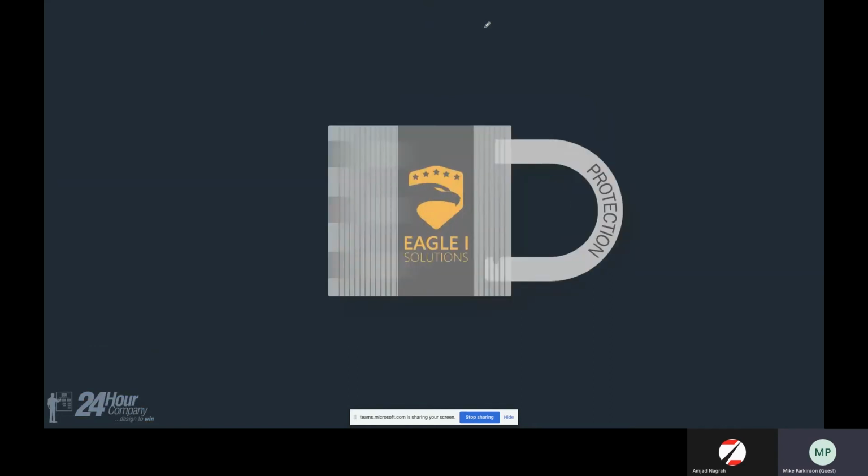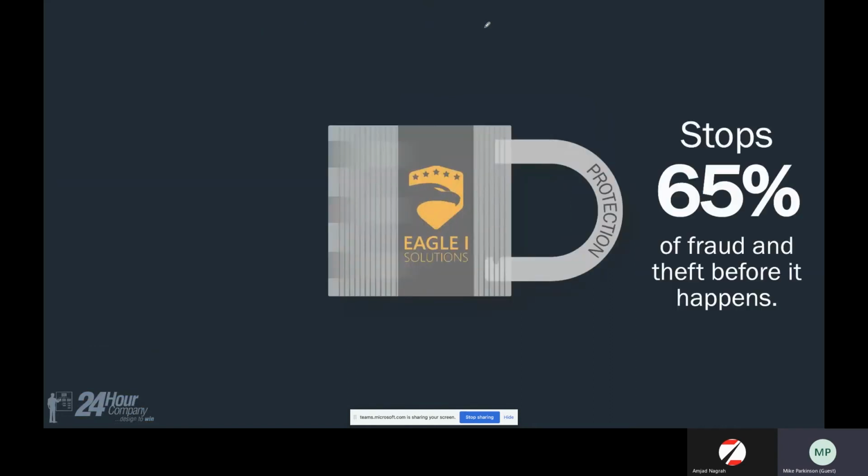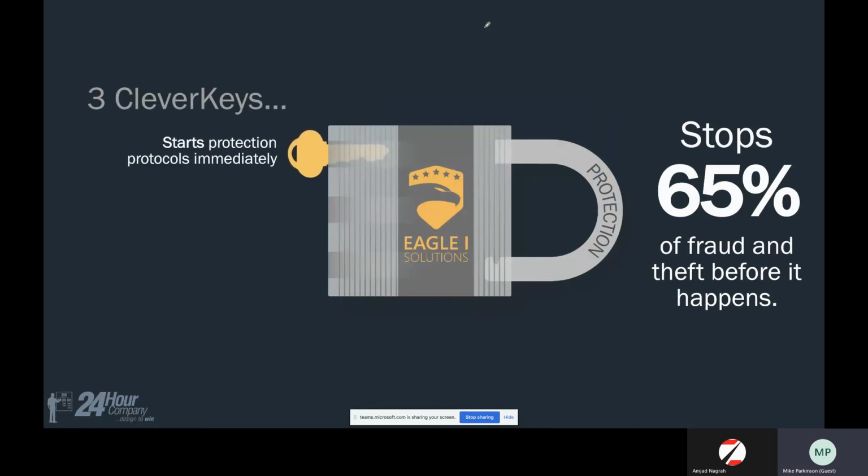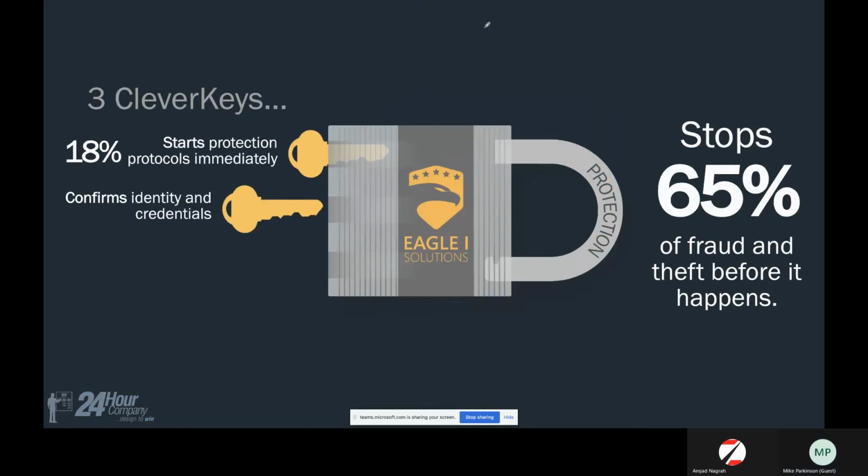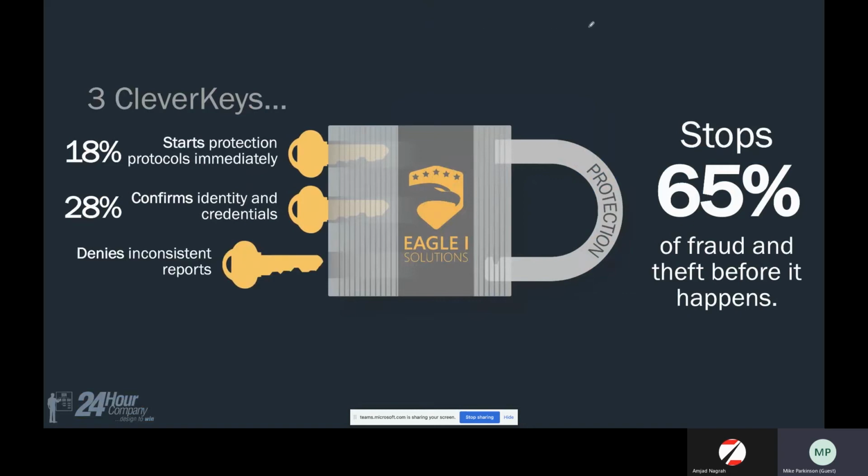So imagine I'm giving an oral proposal. I'm going to say, hey, we're going to show you how to stop 65% of fraud and theft before it happens. How we're doing that is with 3 clever keys. The first clever key starts protection protocols immediately. That stops 18%. The next one confirms identity and credentials. That stops 28%. And the last one denies inconsistent reports, which stops the remaining 19%. So that is a way to do it.